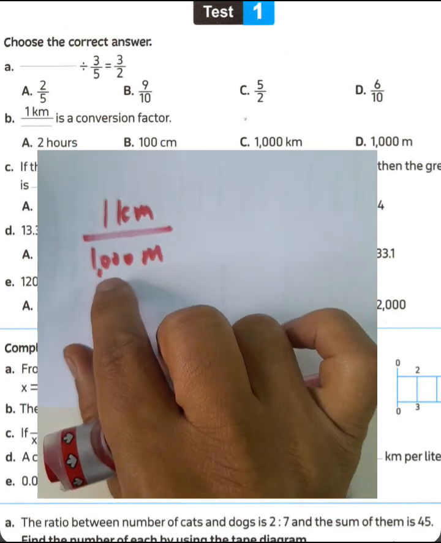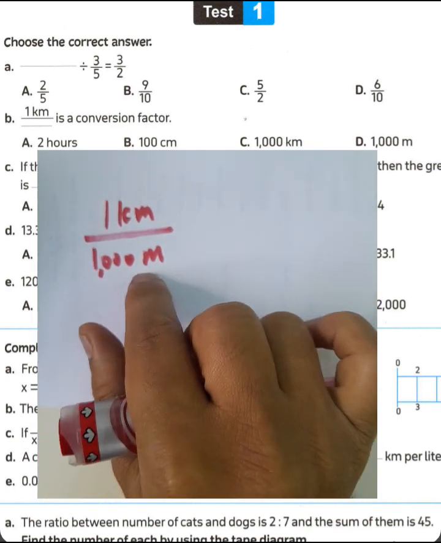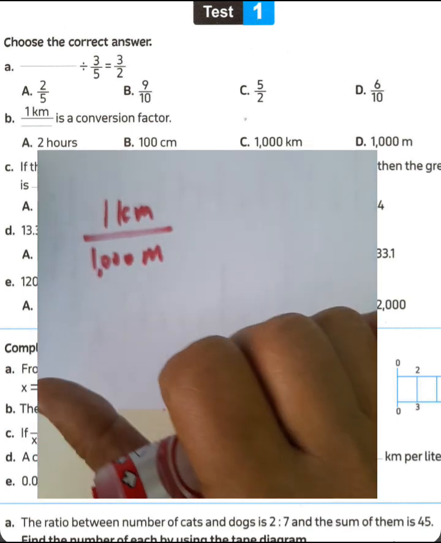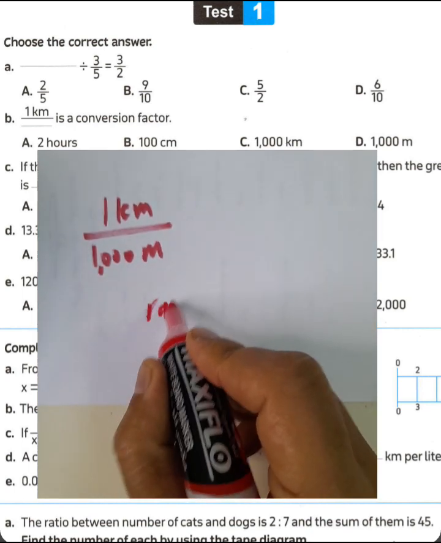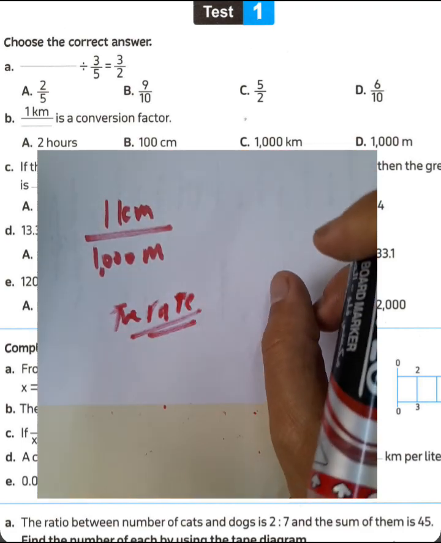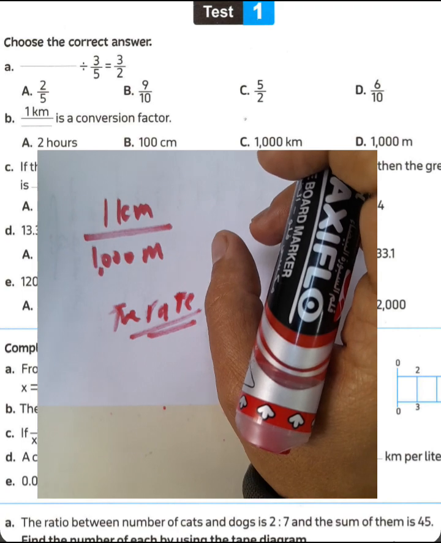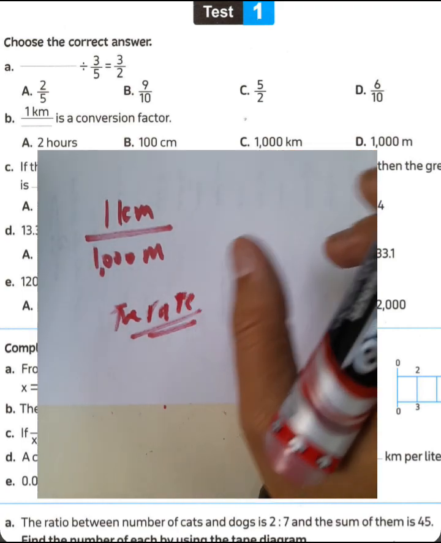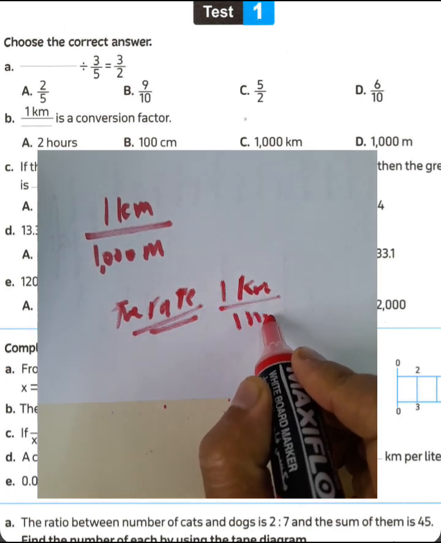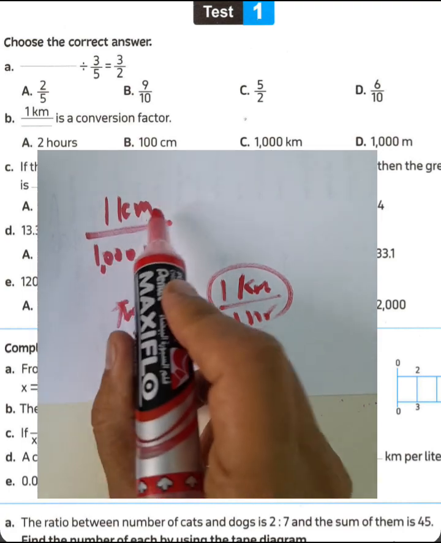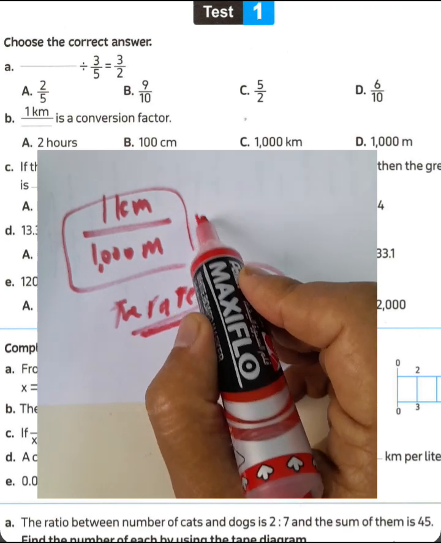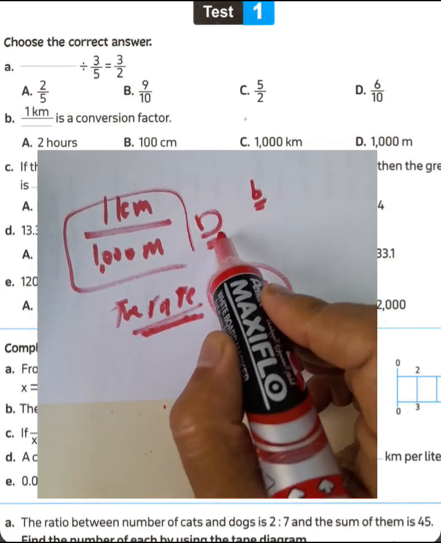But if we put here 100 or 1000 kilometers, it's false. Letter A, if we put 2 hours, it will be the rate. We have this definition: a rate compares two different quantities, and the numerator and denominator are not equal in value, such as 1 kilometer over 1 hour, which we call a rate. But 1 kilometer over 1000 meter, we call a conversion factor. Choose letter D for question letter B.